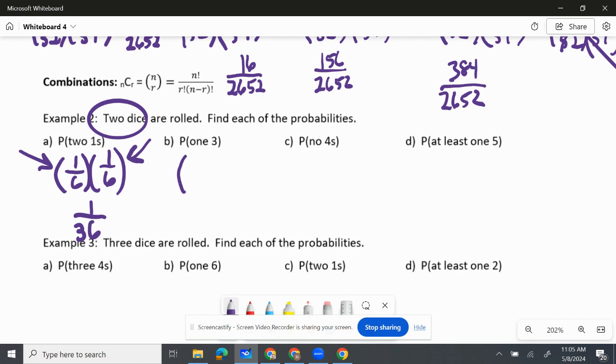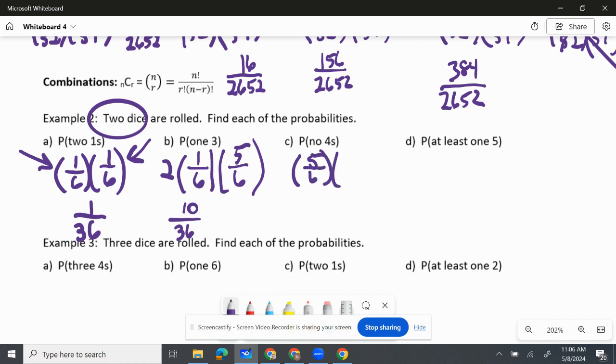1 three means that we have a 3, and then the other one is not a 3. So that would be 5 out of 6. Now, there's 2 ways that we can do this. Either the first one is a 3, and the second one is not, or the first one is not a 3, the second one is. So once again, putting the 2 is a little bit easier than writing it twice, and then that would be 10 over 36. No 4s. That means the first one is not a 4, and the second one also is not a 4. And that would be 25 out of 36.